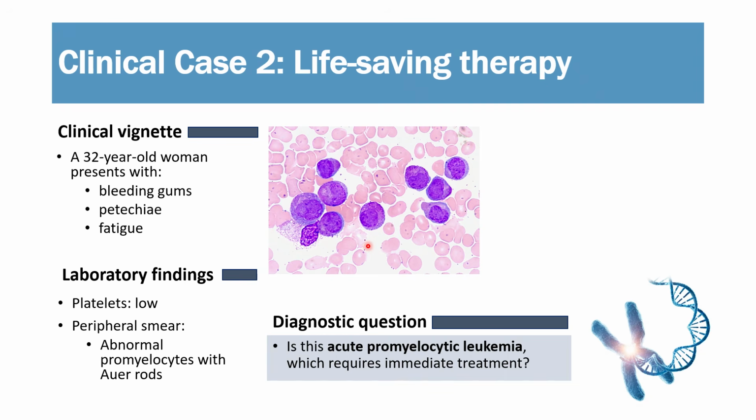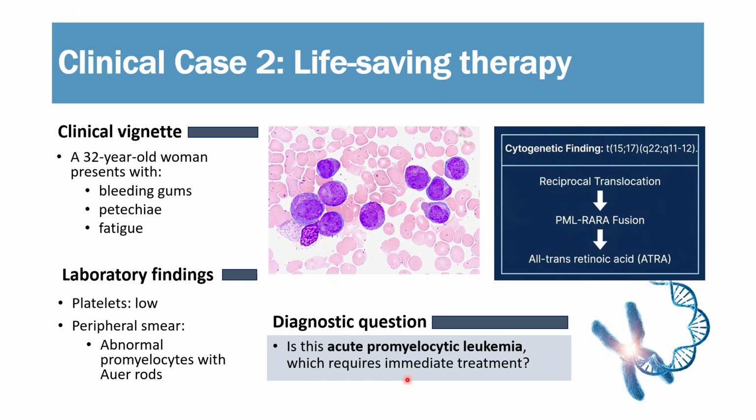It is an AML, and it's most probably acute promyelocytic leukemia. But it's important to confirm this diagnosis because APML is a diagnosis which requires immediate treatment.